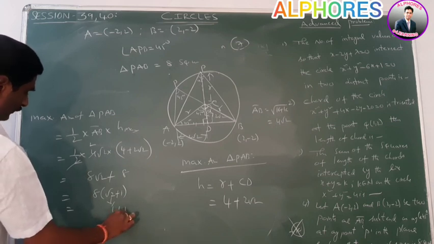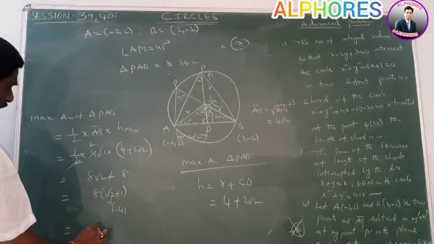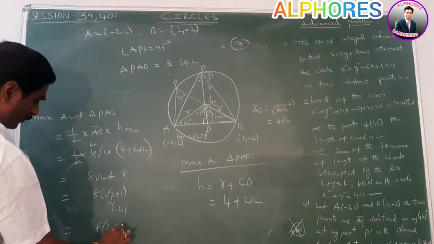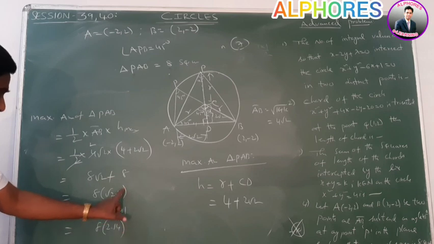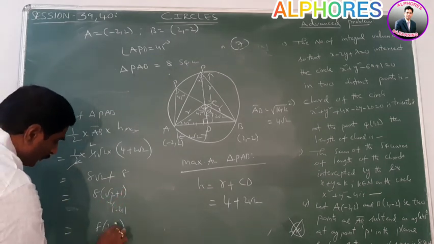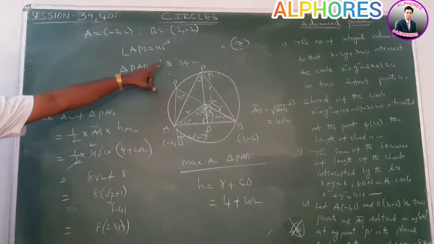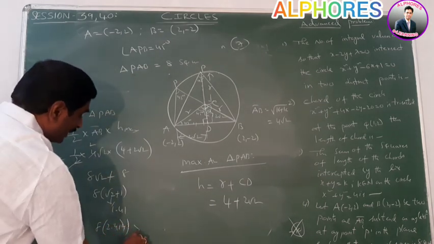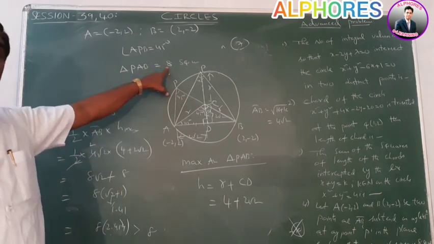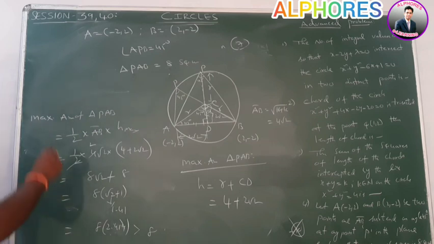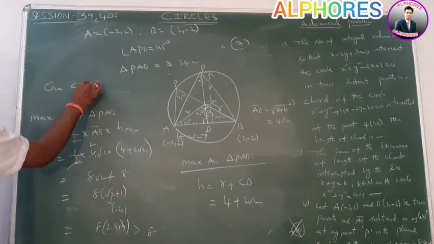1.414. That is equal to 8 into 2.114. Root 2 means 1.414 plus 2 means 2.414. This value is always greater than 8. Maximum area is 8 into 2, which means 16 point something value. It is the maximum area. But the given area is 8 square units. Given area is less than maximum value.